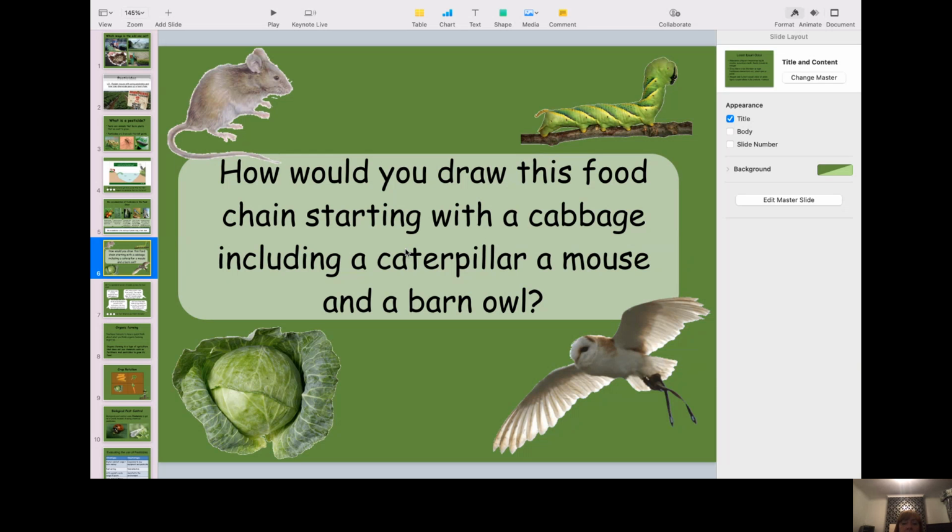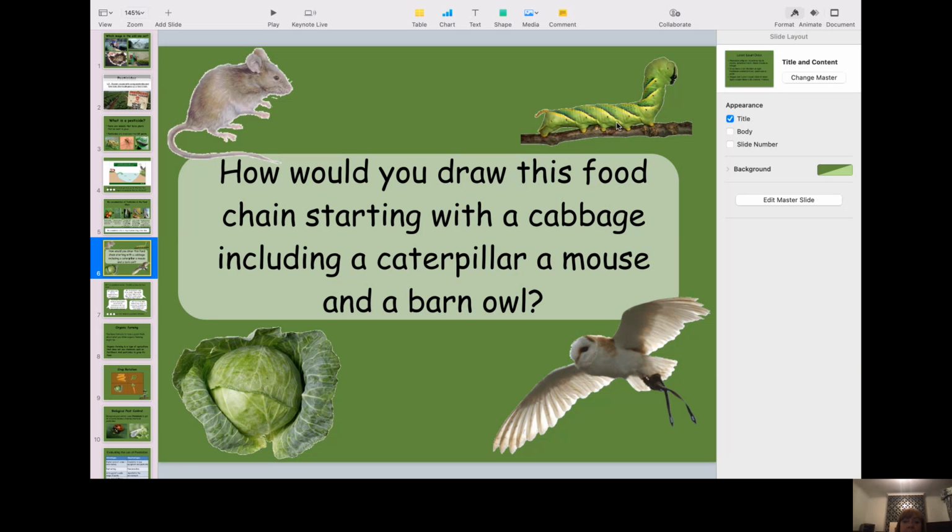So how would you draw this food chain, starting with a cabbage, including a caterpillar, a mouse and a barn owl? So the producer, that's the start of the food chain and is always a green plant. The producer is the cabbage. What animal do you think eats the cabbage? Well, it's the caterpillar. So you've got cabbage to caterpillar.